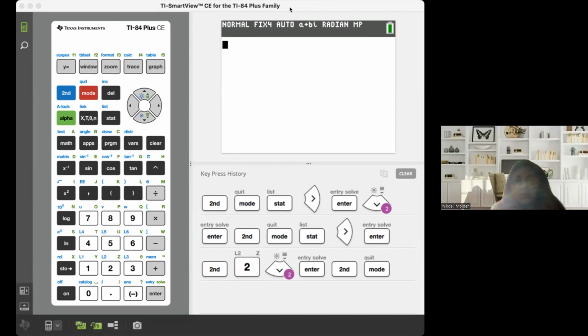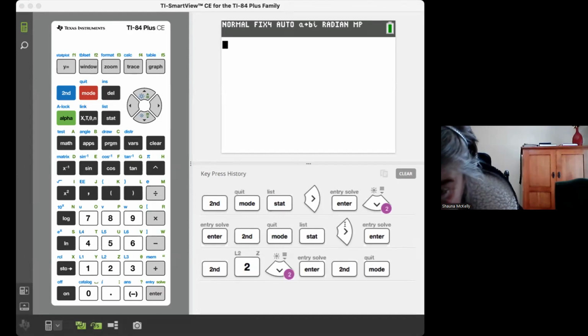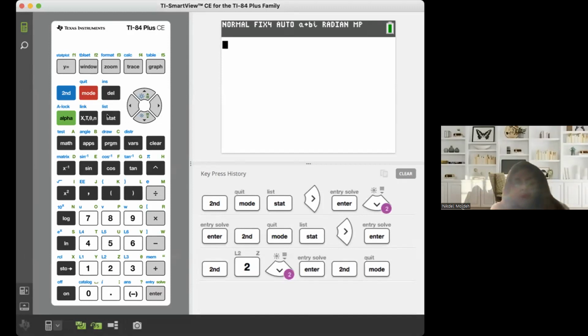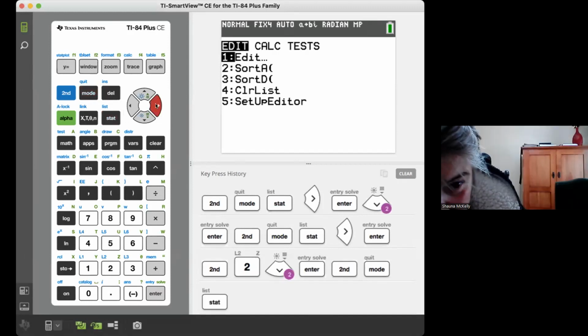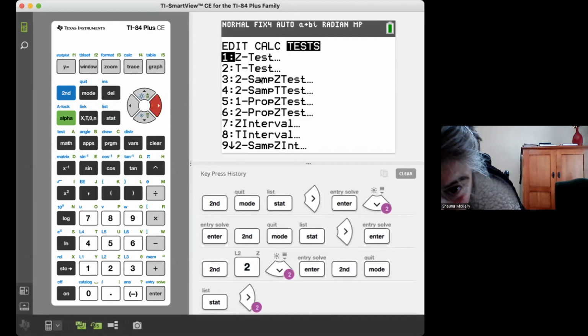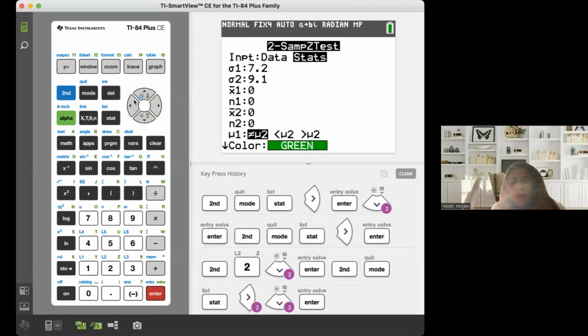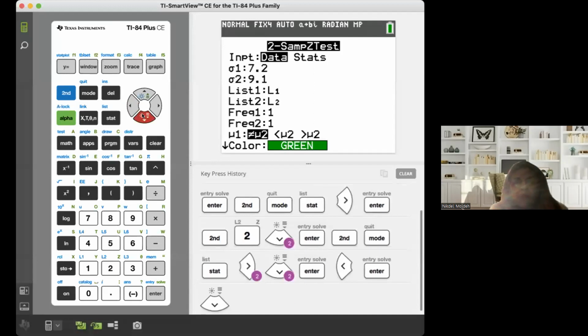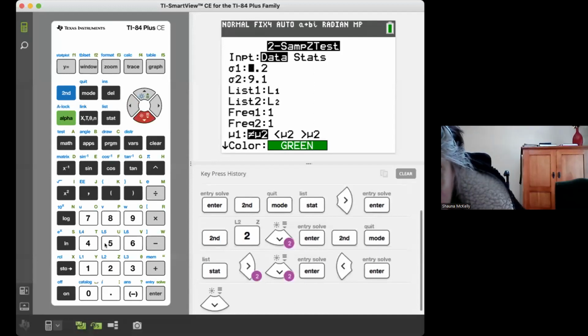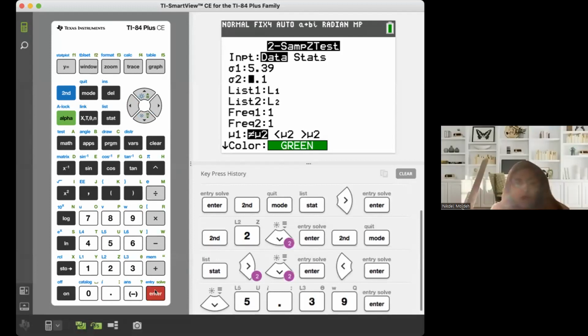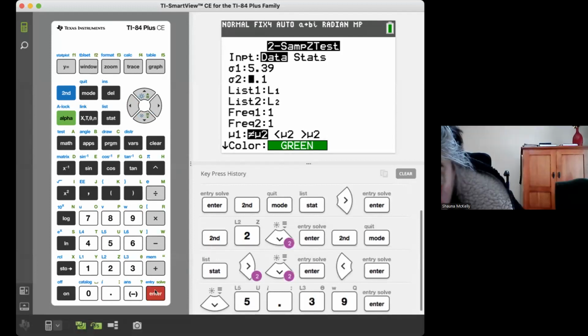Okay. So are you on my calculator window? Yes, we are. Okay. So go to your home screen, Stat, Tests, 2 sample Z test. We had raw data, so you highlight Data, press Enter. Then what is sigma 1? 5.39. What was sigma 2? 5.70.